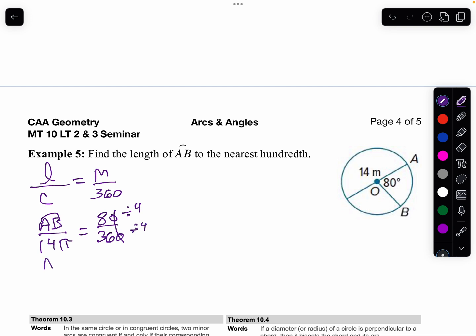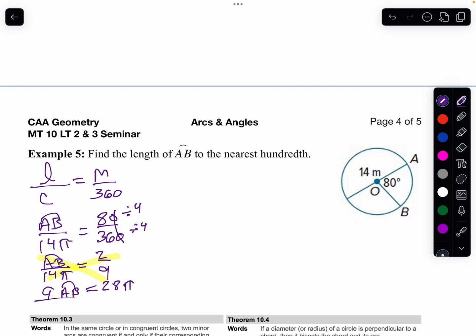So I'll get arc AB over 14 pi equals 8 divided by 4 is 2, 36 divided by 4 is 9. Most of you like to cross multiply, so you could cross multiply here. So I'll get 9 times arc AB equals, cross multiply the other way, 2 times 14 is 28 pi.